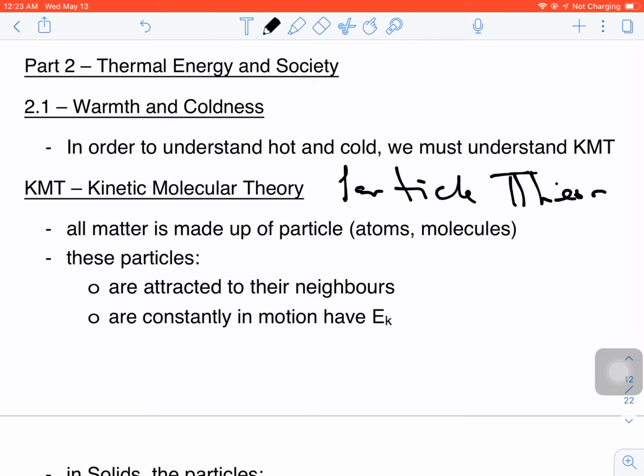Particle theory. Okay, so all matter is made up of particles, and then there's two parts to this: that the particles are attracted to their neighbors, and that the particles are constantly in motion. Now, if they're in motion, that tells me they have kinetic energy, right? So our understanding of thermal energy in matter really comes back to motion, comes back to the particles themselves.